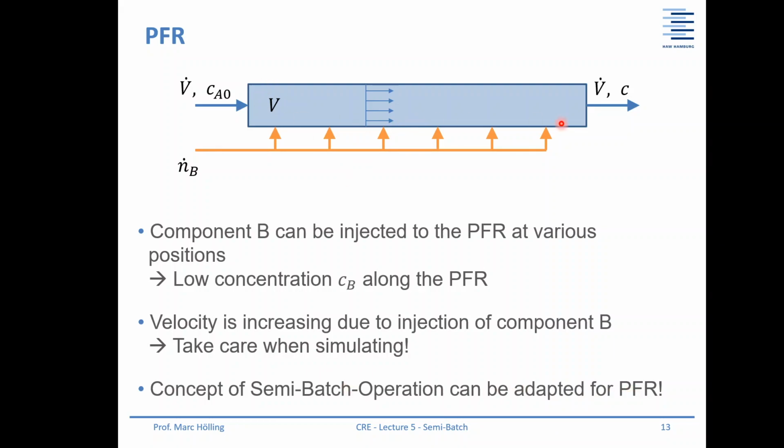If you want to simulate this, you have to take into account that since you are adding your component B all along the PFR, your volume flow also increases, and this means you have a higher velocity at the end compared to the beginning. Here you can see the velocity arrows are a little bit bigger than at the beginning. So if you want to simulate this, you have to make sure that the residence time in this section of the PFR is shorter than the residence time in this section of the PFR. But basically it's working.